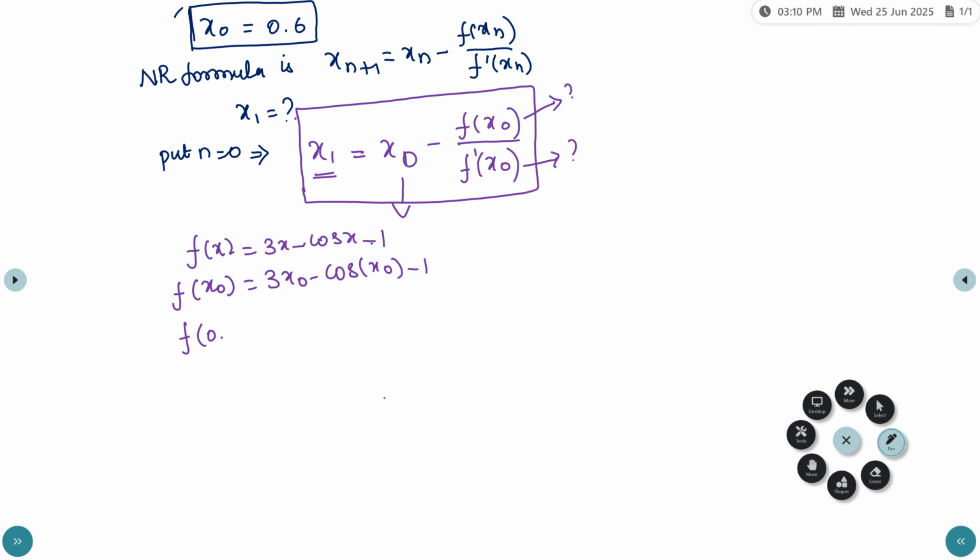x naught is 0.6. You are going to replace the value for x naught: 3 into 0.6 minus cos of 0.6 minus 1. You are getting the answer minus 0.0253. Using calculator, we find the value of f of 0.6.